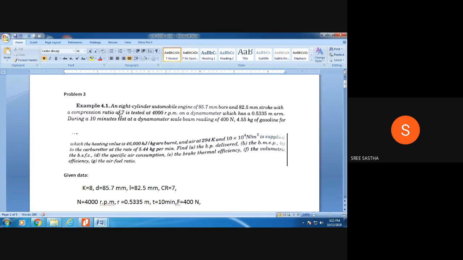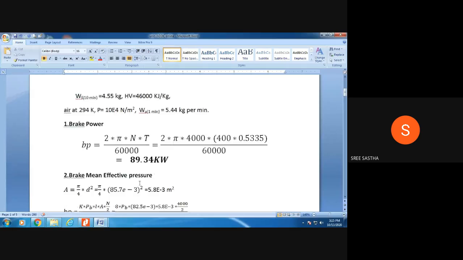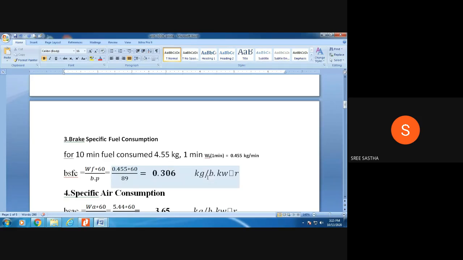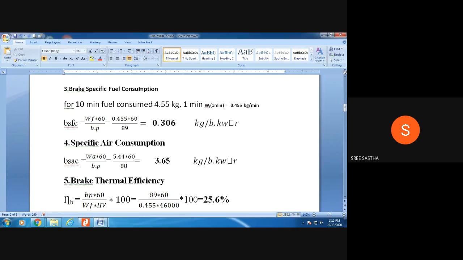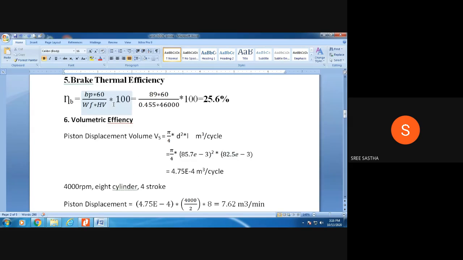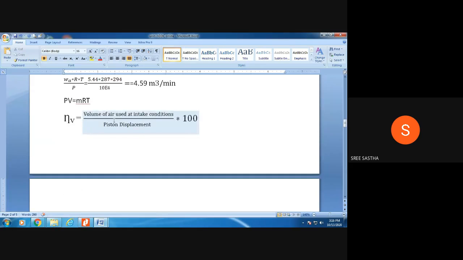Compression ratio 7. Okay, compression ratio 7. I am not using it. So you go through this problem. Brake power, we have found brake mean effective pressure. Very easy. Okay, brake specific fuel consumption. These are the formulas. What you have to do is take these formulas separately and learn them: specific air consumption, brake thermal efficiency, volumetric efficiency, and at last volumetric efficiency.